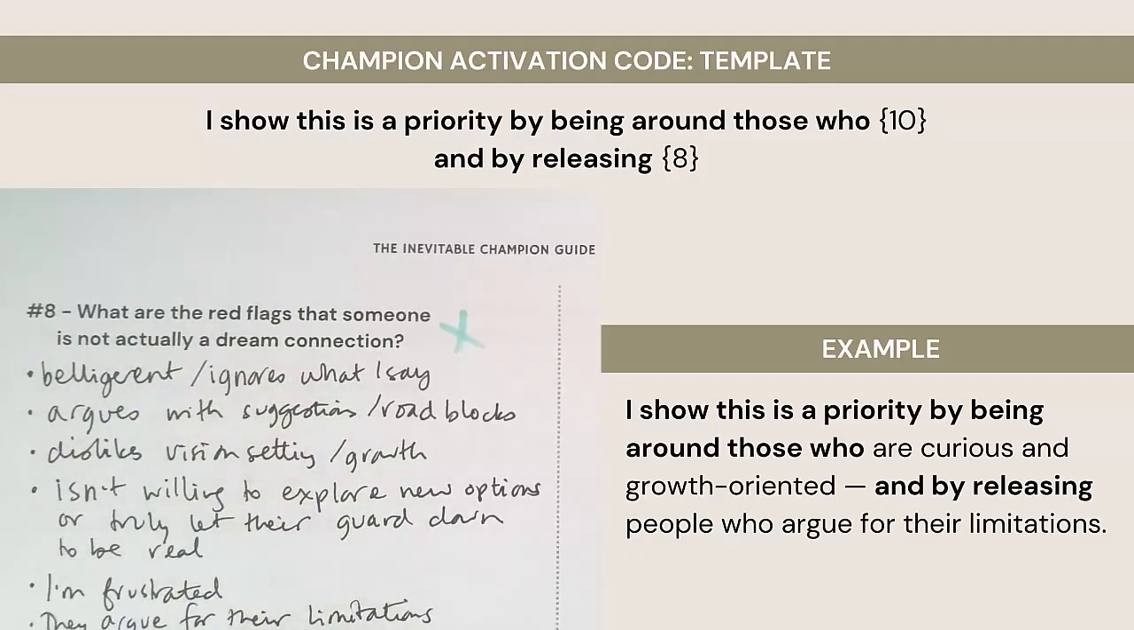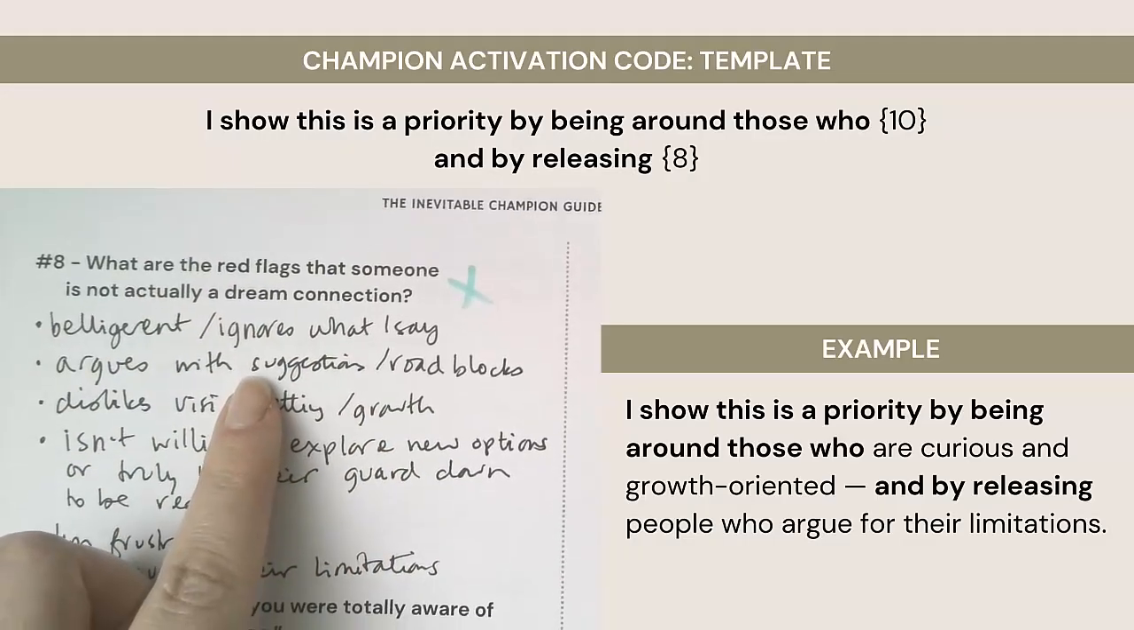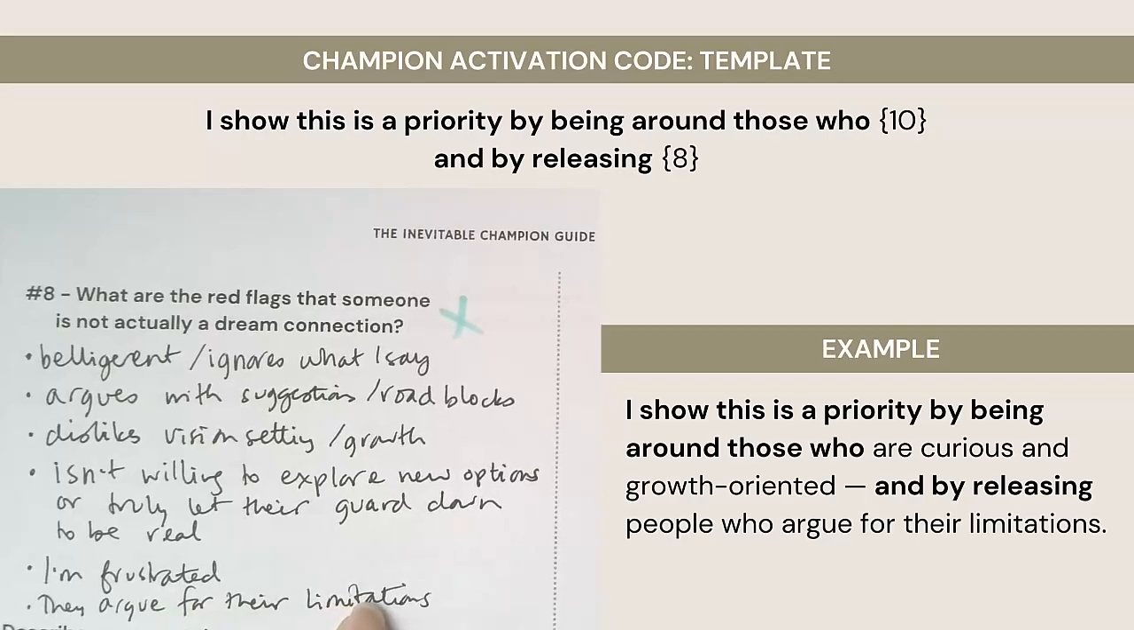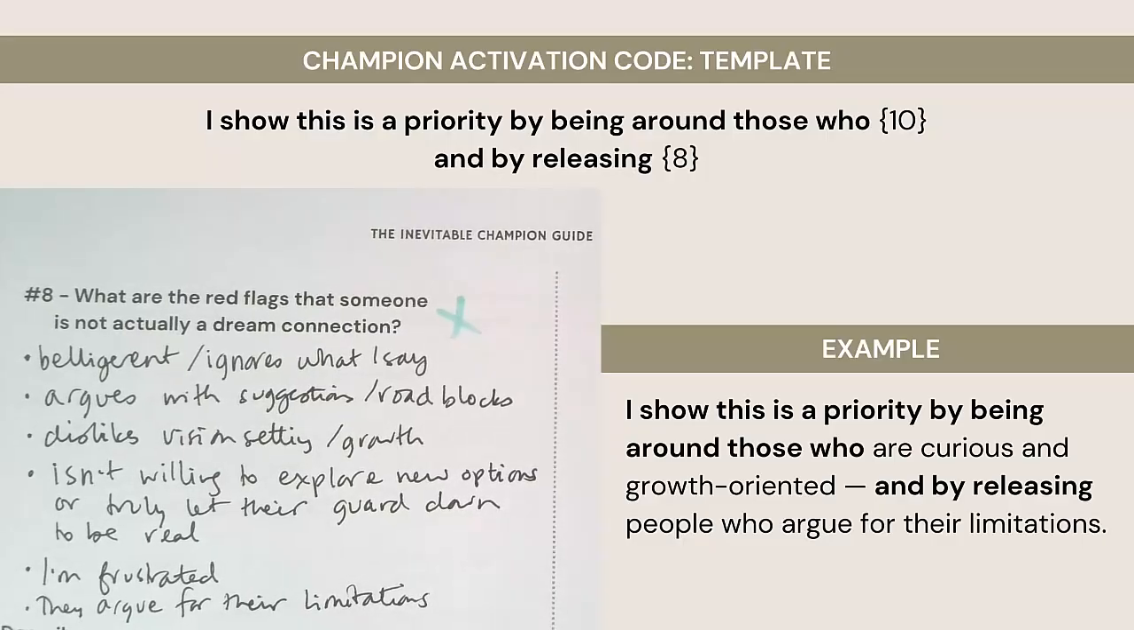So in the end, out of all of these, because I had kind of a lot of different concepts in there, I just simply chose this one, that they're arguing for their limitations. So to me, it feels like it summarizes that. And so it's not necessary to put every single concept in there, but you want to pause the video and decide how you want to finish your sentence with number 10 and number 8.